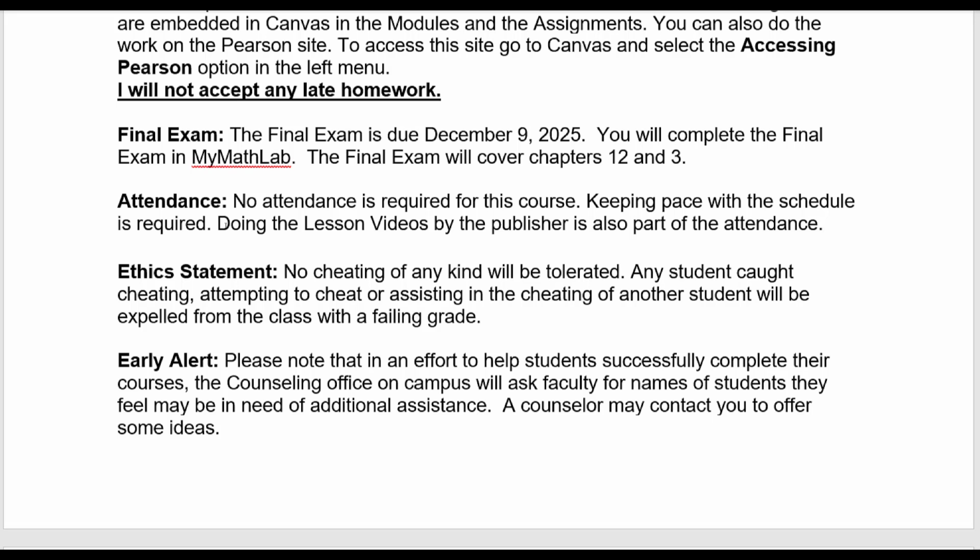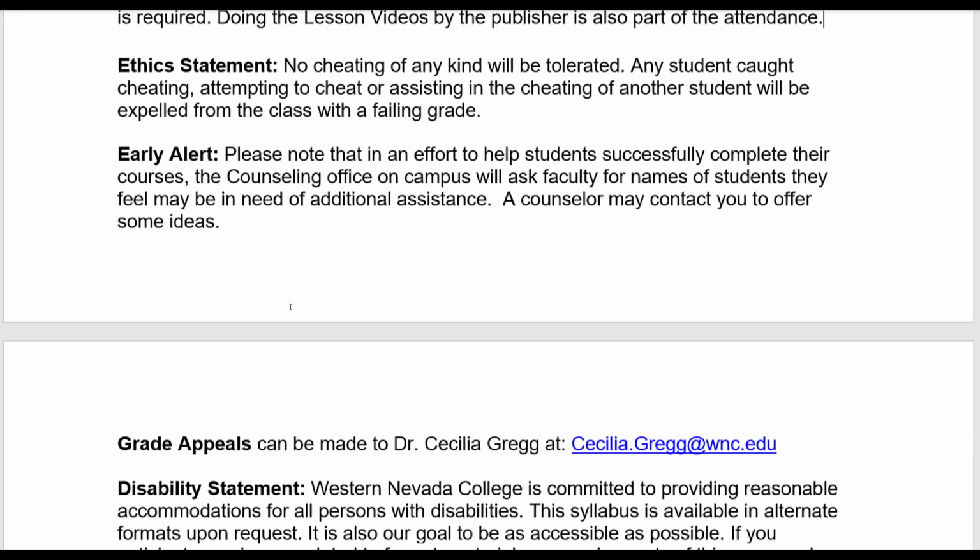So, ethics statement: no cheating of any kind will be tolerated. Any student caught cheating, attempting to cheat, or assisting in the cheating of another student will be expelled from the class with a failing grade.